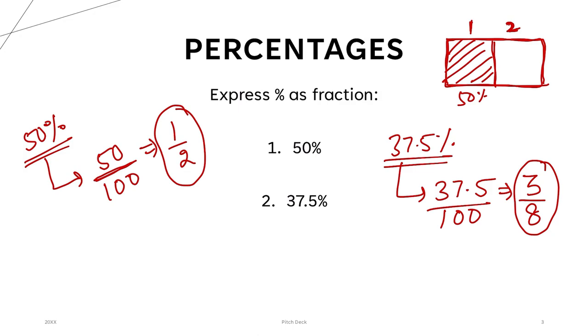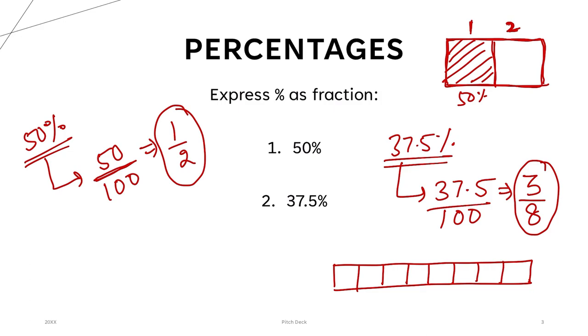Now, how will I show this? In the form of blocks. I make 8 blocks: 1, 2, 3, 4, 5, 6, 7 and 8. If I have a string of 8 blocks, 37.5% represents 3 blocks. So this shaded portion is 37.5%. I hope this is clear. This is how you convert percentage to a fraction.